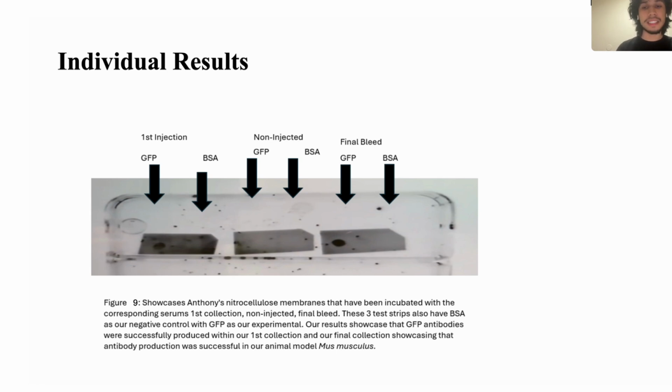This is Anthony's. This is a very, very clear version. Our washes here are done very well. Our BSA is showing up as negative, or is not showing up with any signs of binding, and our GFP does. So our first injection, our non-injected, and our final bleed. This is what we are looking at, and as you can see here, our final bleed is stronger as well.